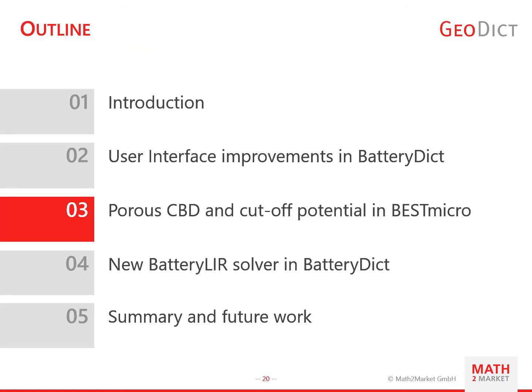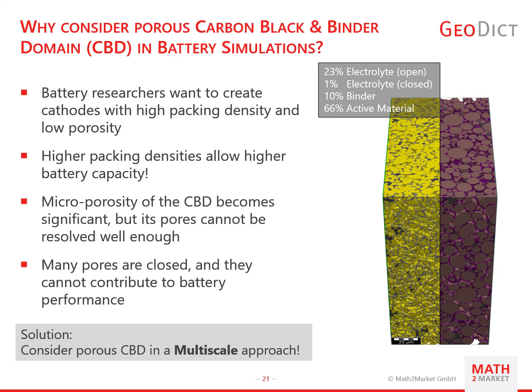In the third section of this presentation, 2 new features of the BEST microsolver are shown, namely the support of Powers carbon black and binder domain and the support of cutoff potentials. One of the new highlights in the BEST microsolver is the support of Powers carbon black and binder domain. But why do we actually need to model the carbon black and binder as porous?